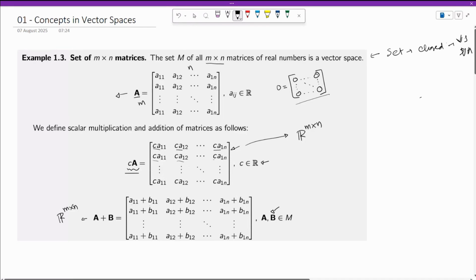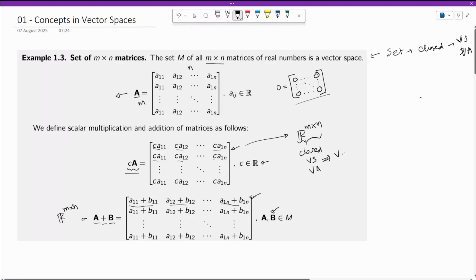Right? If I take any element from there multiplied by a scalar, I'll find that the resulting matrix is in the original set. Similarly, if A and B are matrices from R^(m×n), the elements of A and B are real numbers. According to the definition of vector addition, each element of A plus B will also be in R^(m×n) because any Aij plus Bij is also a real number. Right? That means the resulting matrix is a matrix of m×n real numbers. That means it must be there in R^(m×n). That means it's also closed under vector addition. That means this set here is closed under vector scaling and vector addition.